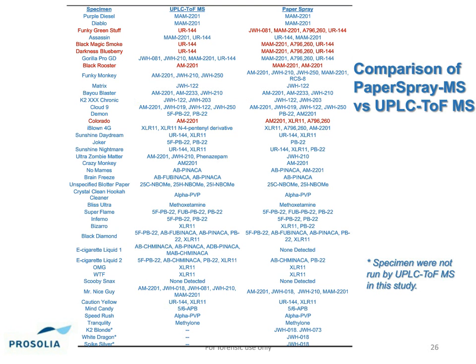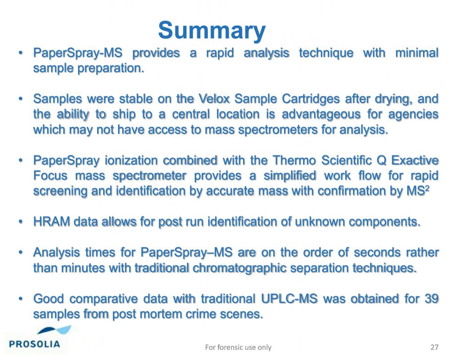So just to summarize, what I hope that I've shown you in this presentation is that paper spray MS provides a rapid analysis technique with minimal sample preparation. Samples are stable on the Velox cartridges after they're dry. This gives you the ability to ship them to other locations to do the analysis.